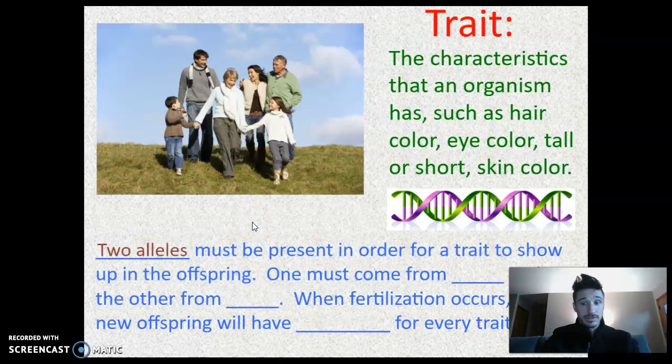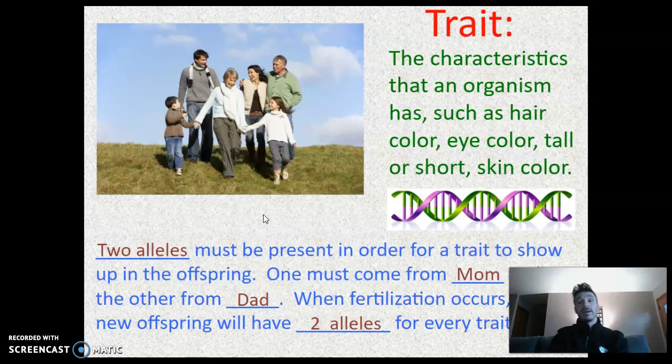Now, two alleles, two gene versions, must be present in order for a trait to show up in the offspring. And you guessed it, you get one of these alleles from mom and the other comes from dad. When sperm meets egg and fertilization occurs, the new offspring then has two alleles for every trait.